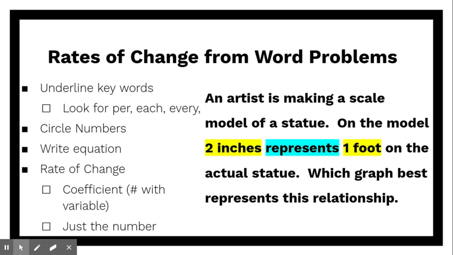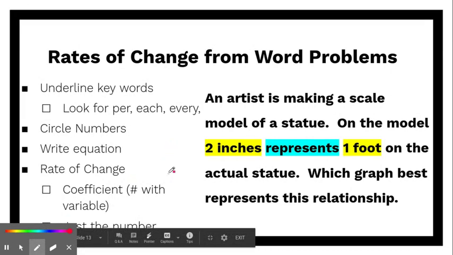Just like any other word problem, you want to underline your keywords. Really important words are per, each, and every, or things that look like that could mean the same thing. And then circle your numbers, and then write the equation. So let's read this example right here.